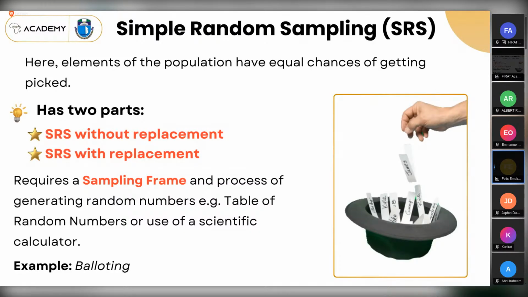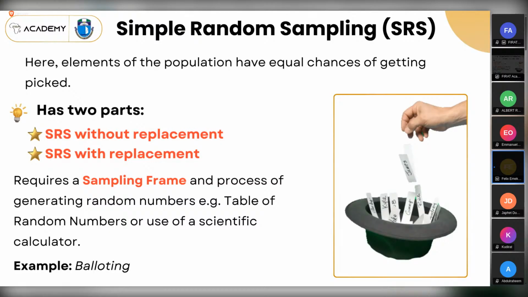And when they gather, you will give each of them a number. All right? You will give each of them a number and you will duplicate that number. And the duplication of that number, you put it in a bowl and you shake it, more like what they do in a raffle draw. So when you shake it, you begin to pick. So if you have like 100 farmers that are there, but in your sample size, you've calculated that you're going to use 40 participants.